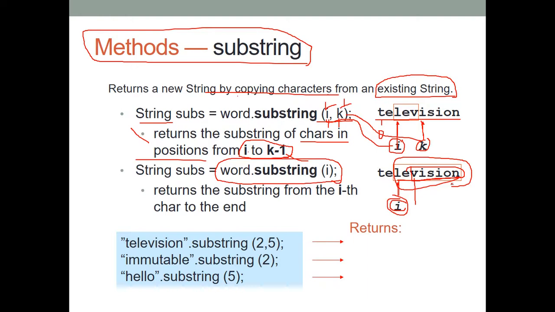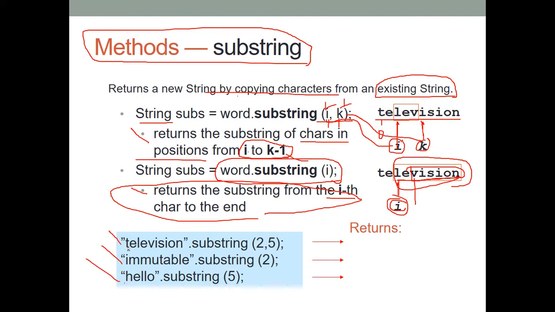But if you give a specific range in between, it will return that. It returns the substring from the ith character to the end. It is clearly mentioned in this slide. Now I am going to give you some very nice examples related to substring, so you can understand very easily.